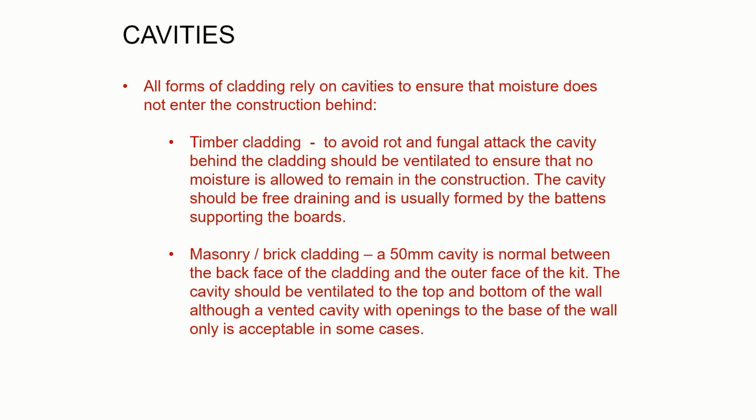So we'd normally have a 50 millimeter cavity, but it can be much wider. And the cavity should be ventilated top and bottom of the wall. So you would install small weep vents at the bottom and at the top, and that would allow a certain amount of air as the wind blows against the building to be able to push its way into that cavity.